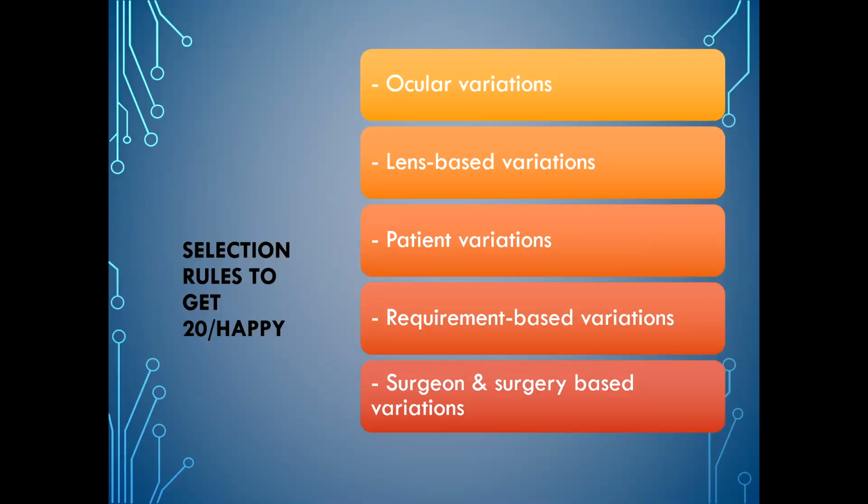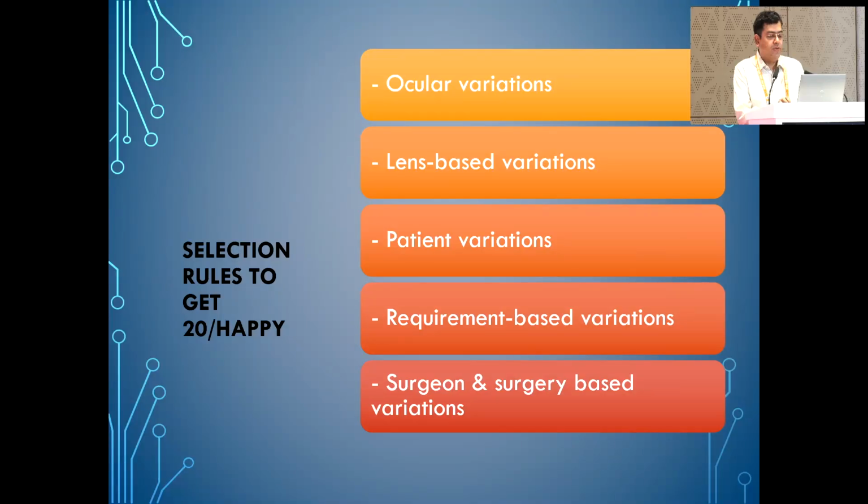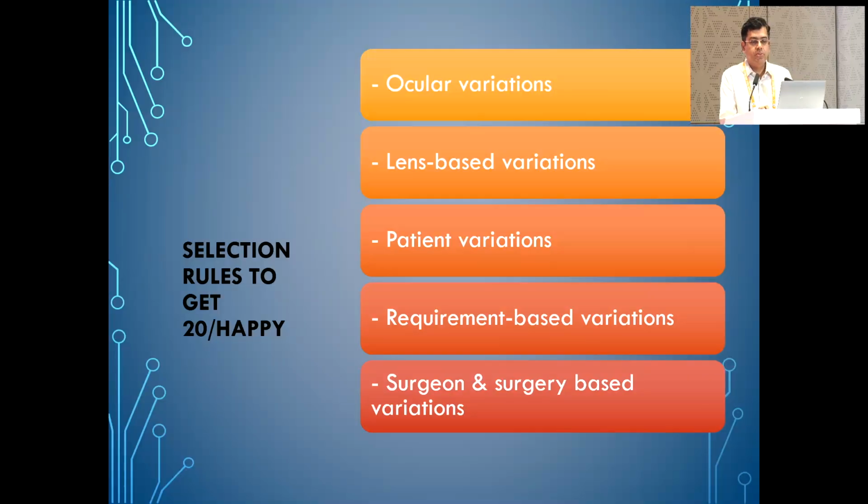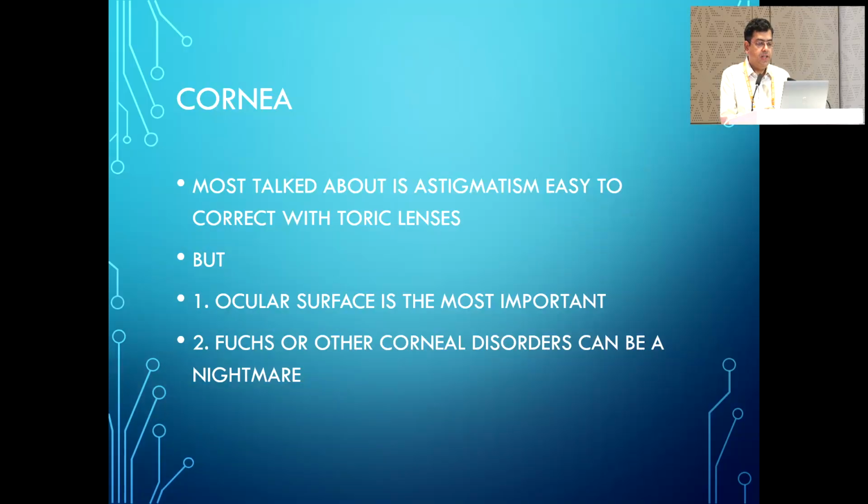So, actually, the rules of selection to make a patient happy, which is the most important thing, have to be based on various parameters. So I would like to look at ocular variations. We will look at lens based variations. We look at patient variation, and then requirement based variation, and surgery based variations.